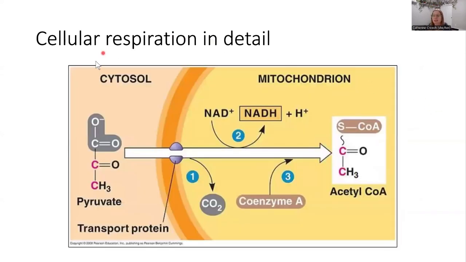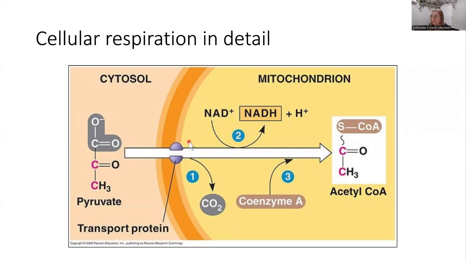The next step is pyruvate oxidation. Here's my pyruvate. It has 3 carbons. Those are those 3 black balls that we just saw in the last image. Pyruvate is going to get transported into the mitochondria using a transport protein. And as it gets transported in, we are going to change it.